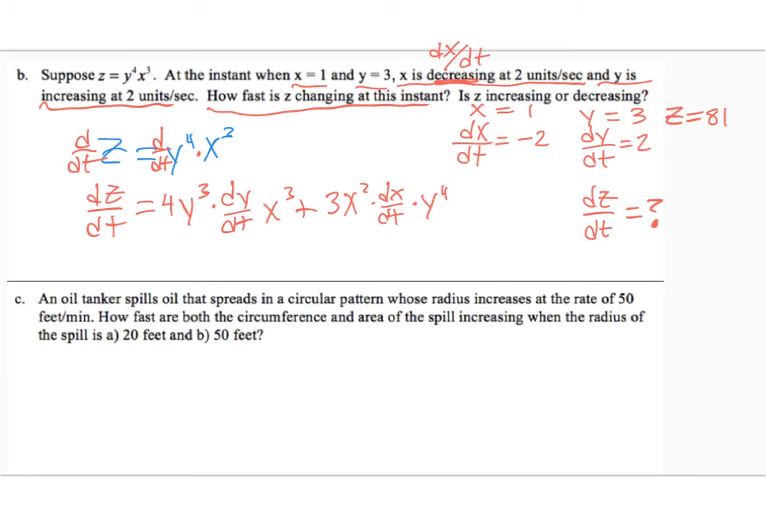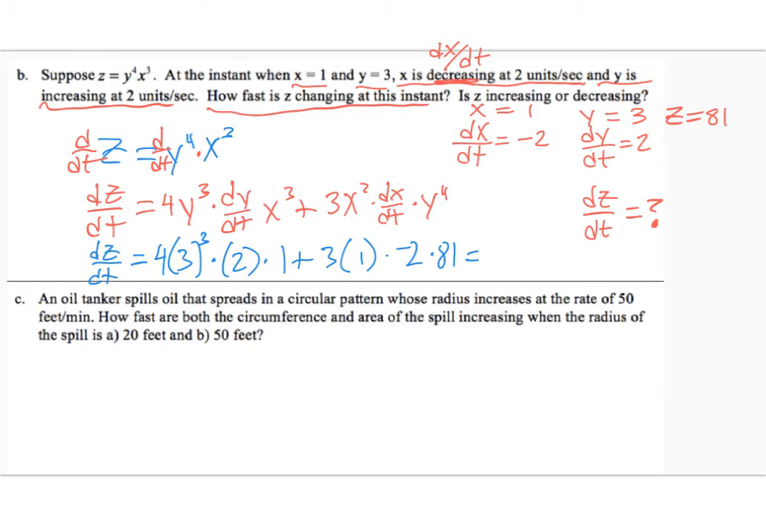Now we're going to plug stuff in and see if this works. So we got dz dt, we don't know what that is yet. 4y is 3 cubed, dy dt is 2, x cubed is 1, plus 3, x squared is 1, dx dt is -2, y to the 4th is 81. We've got numbers for everything but dz dt, so we are in good shape.